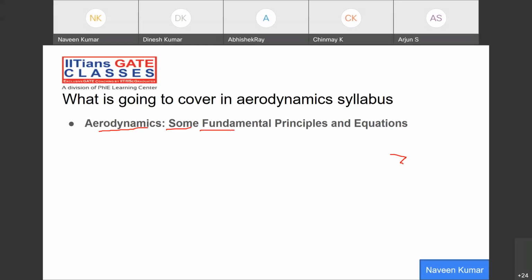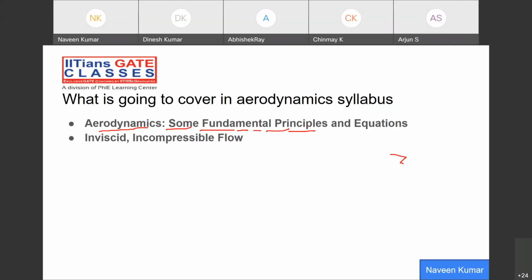What we will do is derive all the fundamental equations so that you will be very much habituated with all the fundamentals. That is more important. If we give more time to the fundamentals, you can understand it more clearly. That will be our purpose for this aerodynamic syllabus. So before starting, we will focus on the fundamentals.